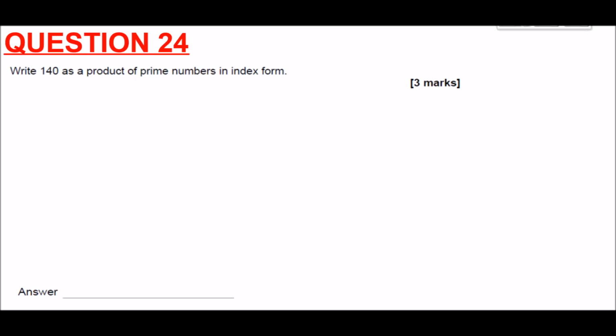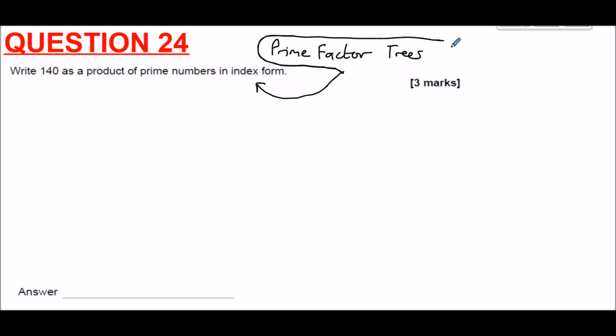Question 24, last question on the entire paper. We can breathe a sigh of relief. Write 140 as a product of prime factors in index form. This just means doing one of those factor trees. So we start with 140. And what we do is we think, what can we divide 140 by? If in doubt, if a number's even, it can always be halved. Half of 140 is 70.